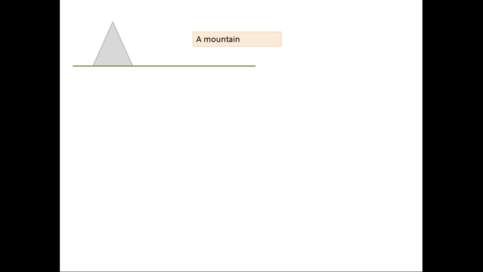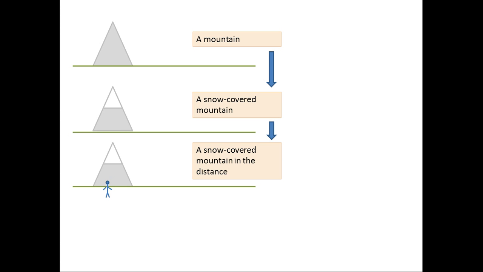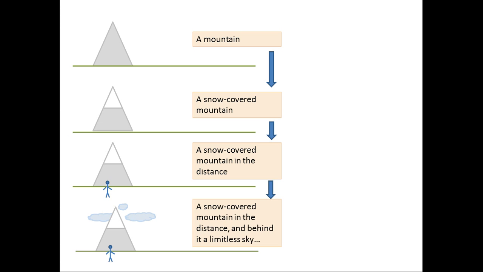A mountain. Doesn't say much, does it? A snow-covered mountain. Says a little bit more about the environment. A snow-covered mountain in the distance. A snow-covered mountain in the distance, and behind it a limitless sky. Now the reader is fully aware of what the environment looks like and where the character is placed in relation to the mountain.